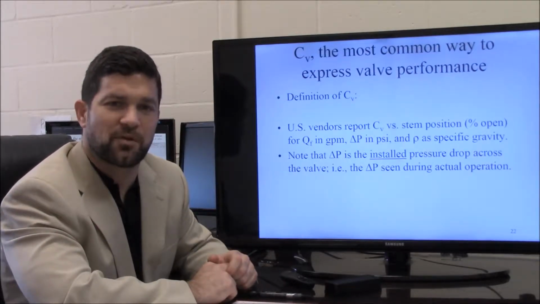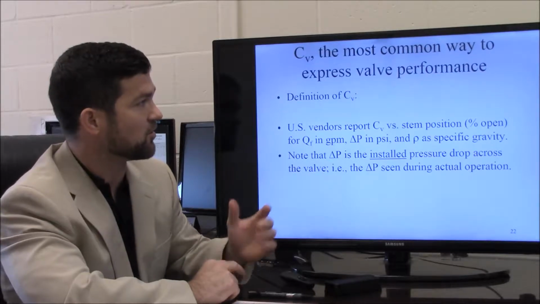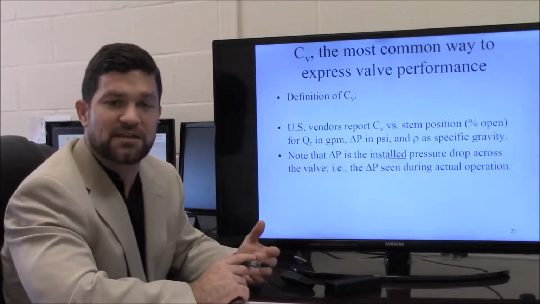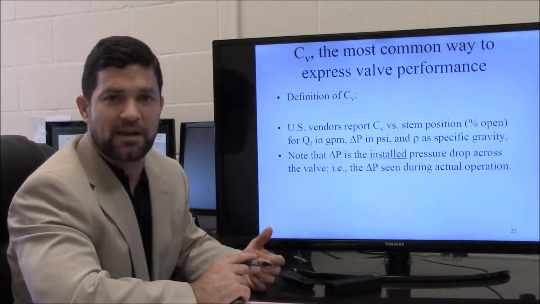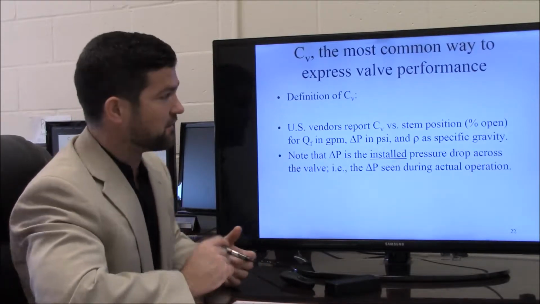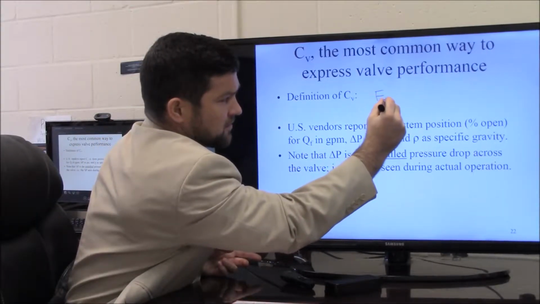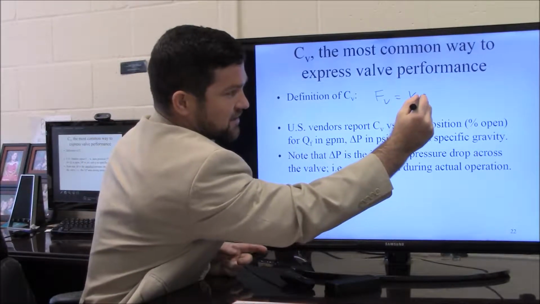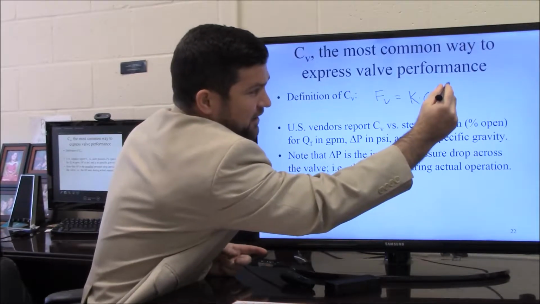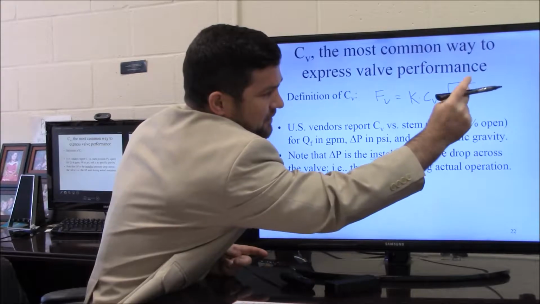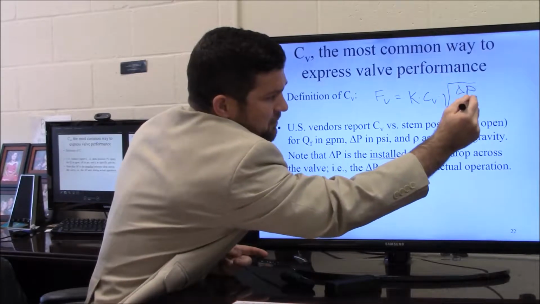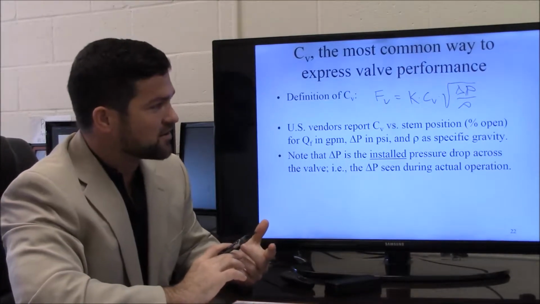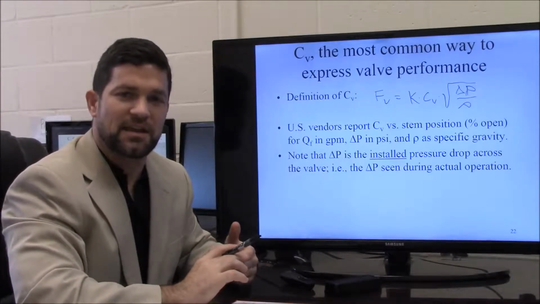Okay, the most common way to express valve performance is using the term CV, which is the valve coefficient. Okay, so the definition, the CV is the relationship between the flow rate and the pressure drop across the valve, and it's based on the following relationship. So the flow is equal to K, which is a constant, times CV, times the square root of delta P over the density. Okay, and so in this equation, K is a unit conversion.